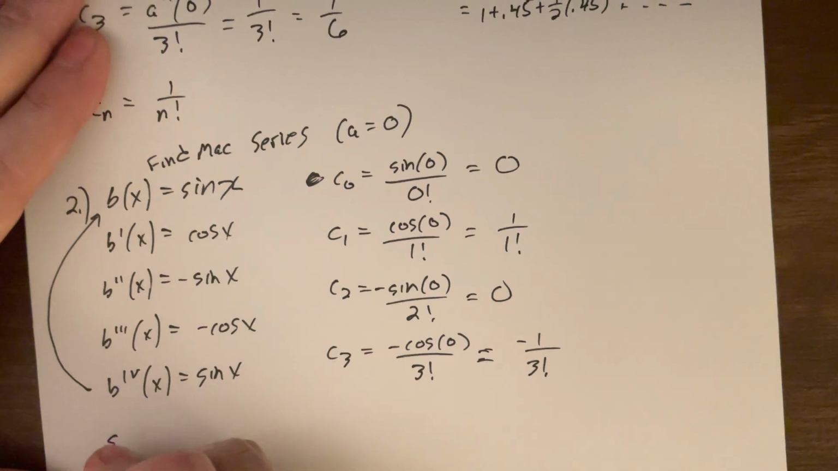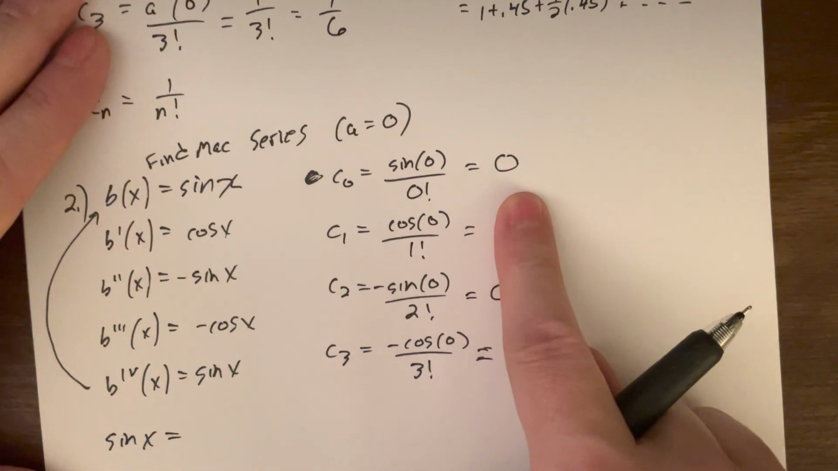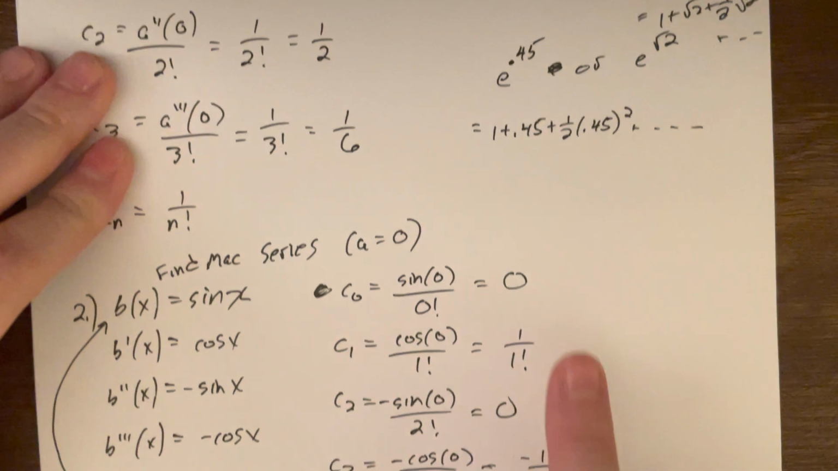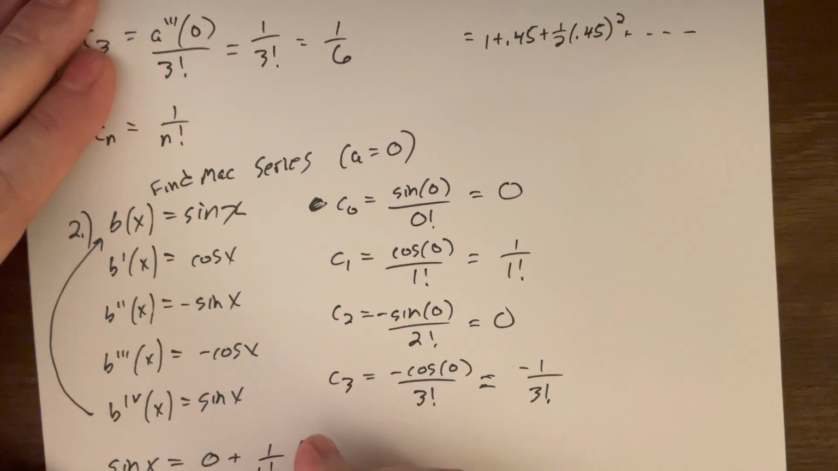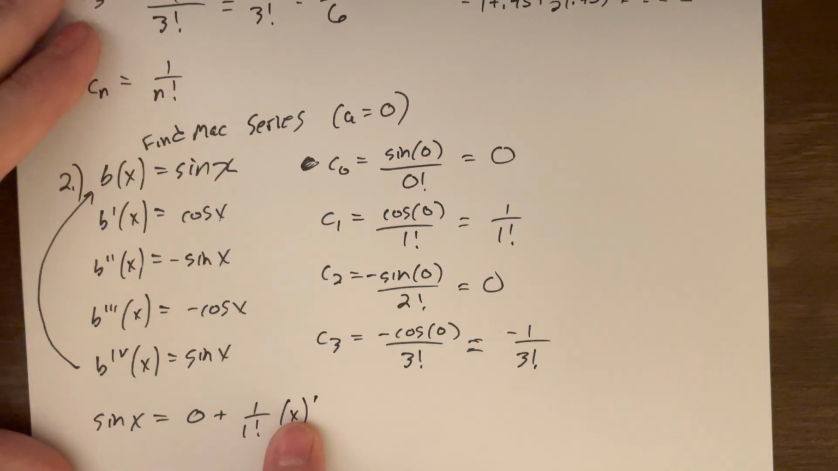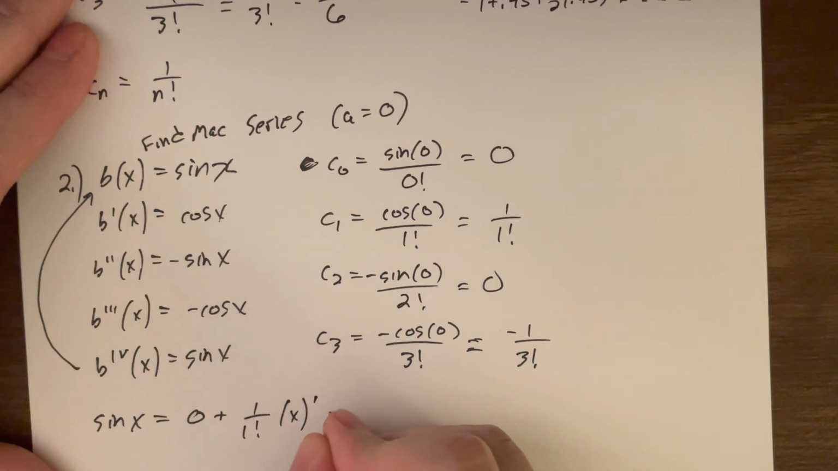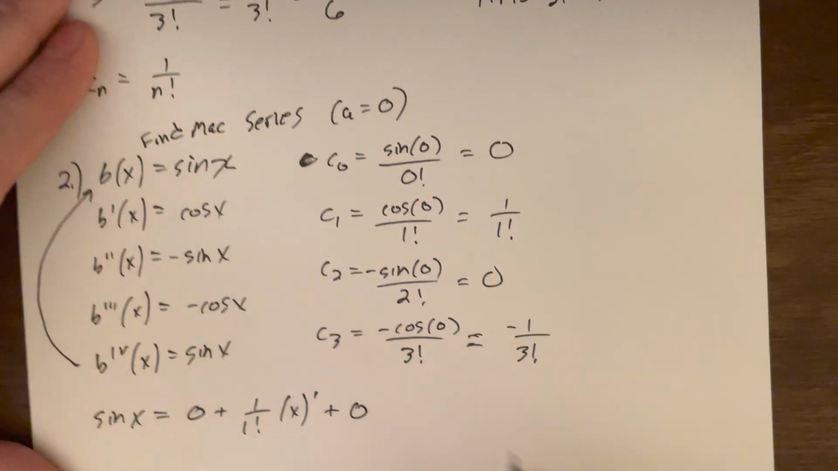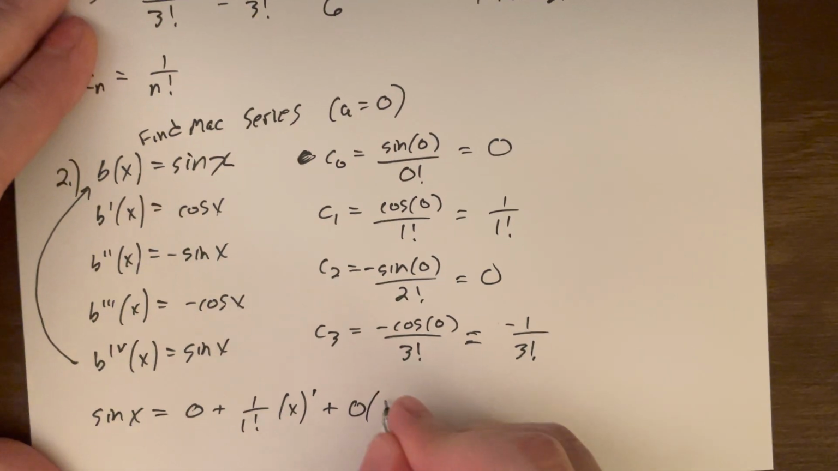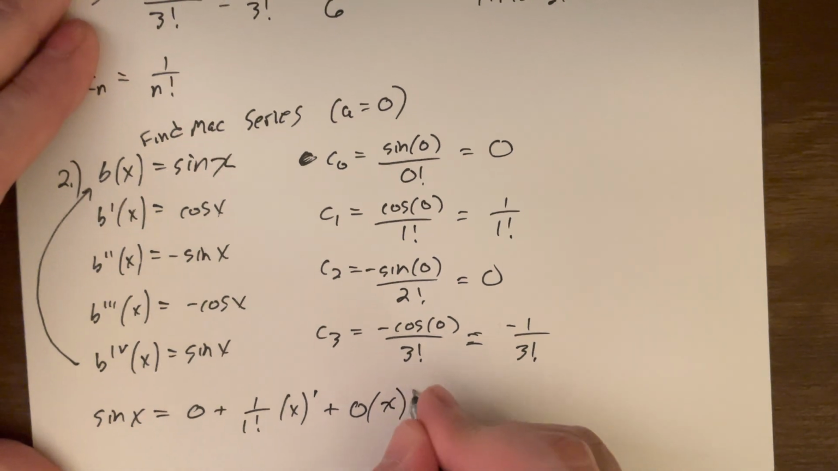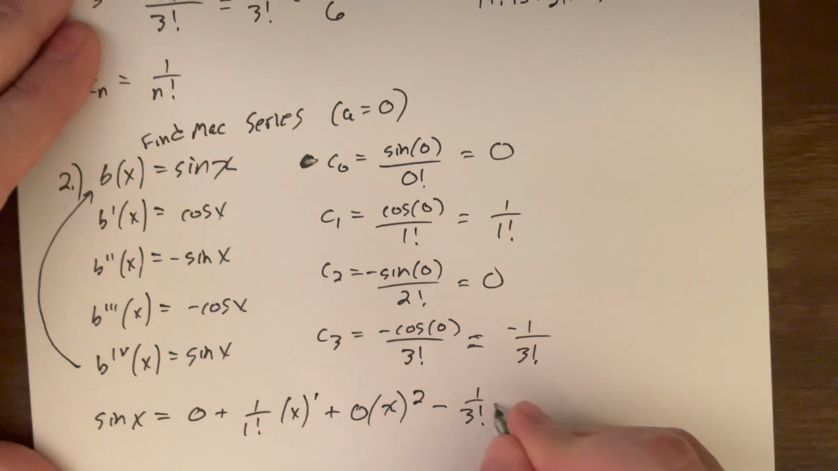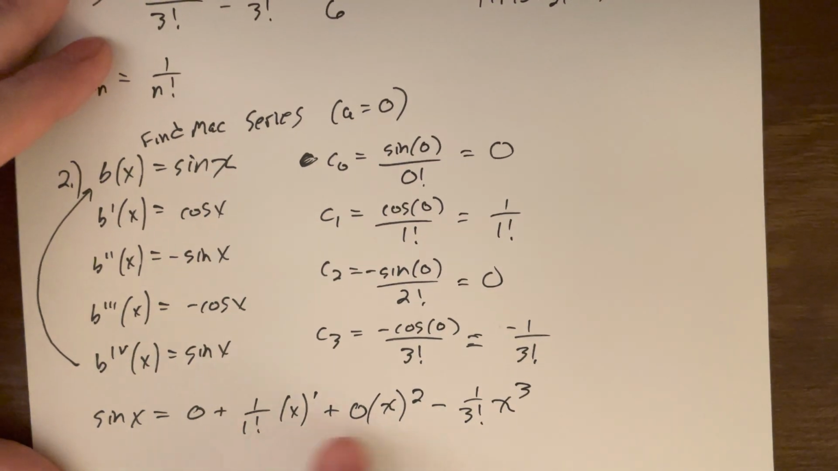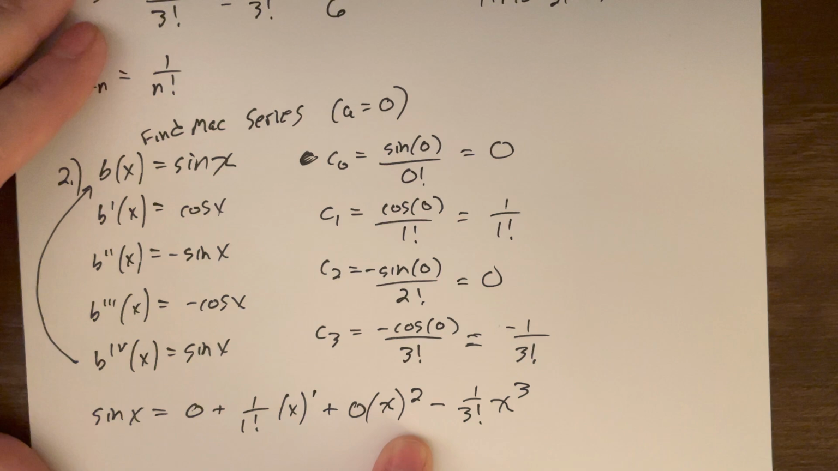If I just start writing out the terms the way I was up here, look what happens. I get 0 plus 1 over 1 factorial x to the first power, x minus 0, plus 0. Technically here I'd have x squared, minus 1 over 3 factorial x cubed. I was using the parentheses here for a moment, but I realized they're not doing anything. Again, x minus 0 is just x.